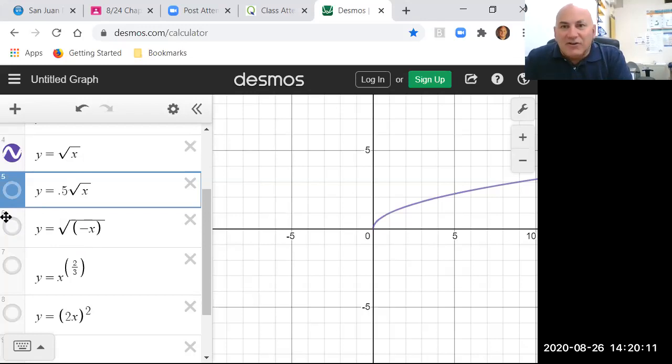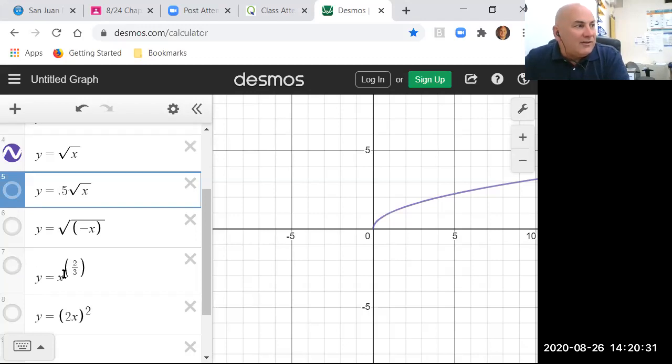This next function is my favorite function to graph. If you ever have a graphing program or a graphing calculator, try this function, y equals x to the 2/3. I've seen a lot of graphing programs and calculators that can't graph this correctly. So this is like my test.